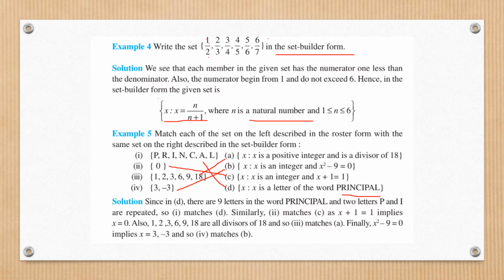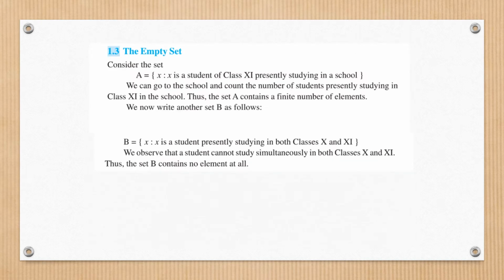Okay. How to represent the set in two different forms. Now comes the types of sets, and first is the empty set. Now A is such that x is a student of class plus 1 presently studying in a school, right? So you can go to the school and count the number of students presently studying in class plus 1, right? And set A contains a finite number of elements, okay?